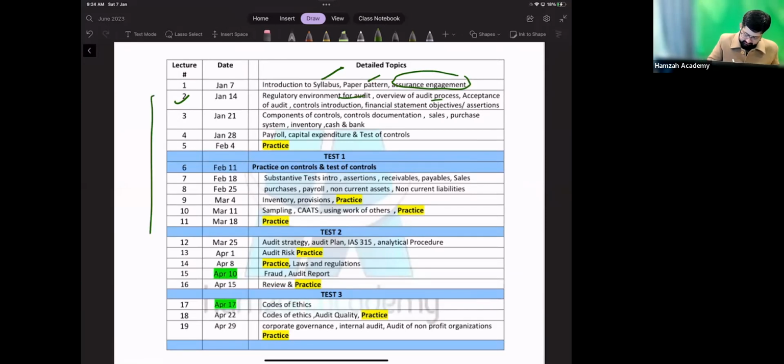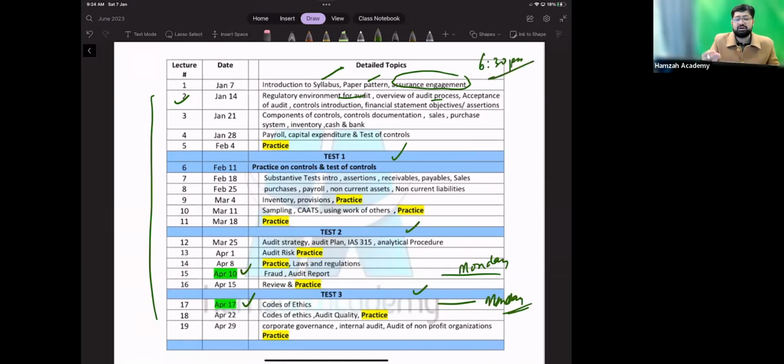You see here, my intention is that I will be doing 3 tests with you during the session of the subject. So these green marks are basically additional classes, 8 and 15, which are Mondays. Monday evening timing, most likely after 6:30 p.m. It will be a 2.5 hour or 2 hour class. So I'll be conducting 2 additional classes.